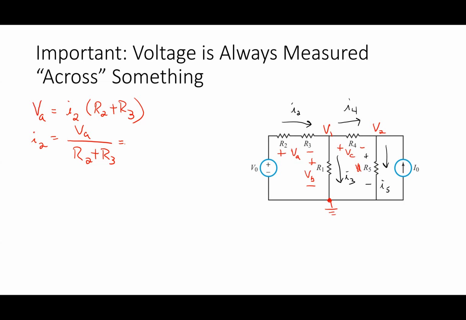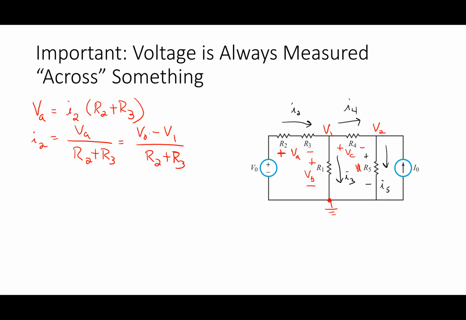Now, VA can be written in terms of the node voltages. So I look at the plus and I look at the minus and I say, what's the node voltage at the plus and what's the node voltage at the minus? What is the node voltage at the plus terminal of VA? It's whatever that V0 is. And the node voltage at the negative is V1. So I write it like that. This can now go into my KCL equations.